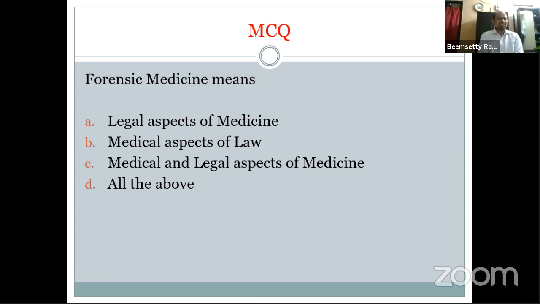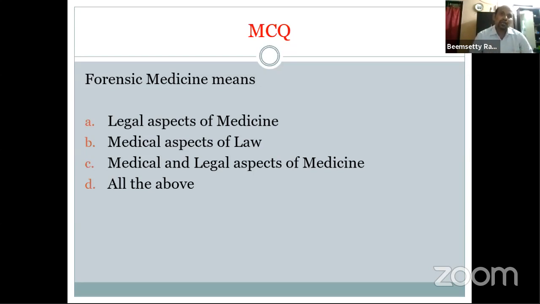And just for a quick review, I'll be putting MCQs. What is forensic medicine? Just have a quick look at the options. A, legal aspects of medicine. B, medical aspects of law. C, medical and legal aspects of medicine. D, all the above. Forensic medicine is what? Okay, I'll tell you what forensic medicine is. Application of medical knowledge to aid in administration of justice is forensic medicine.